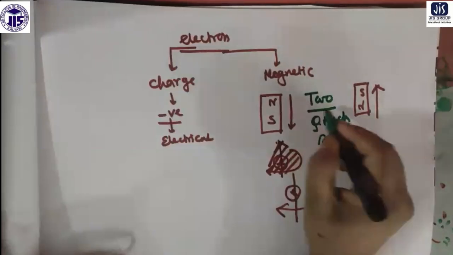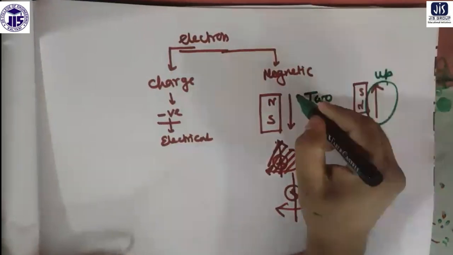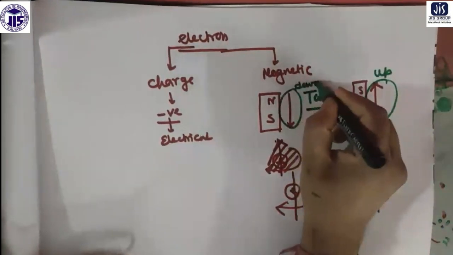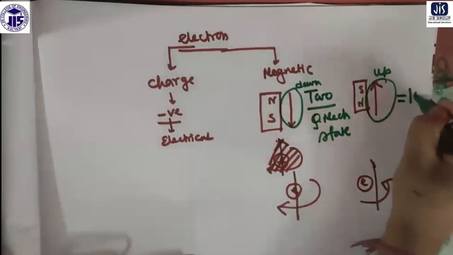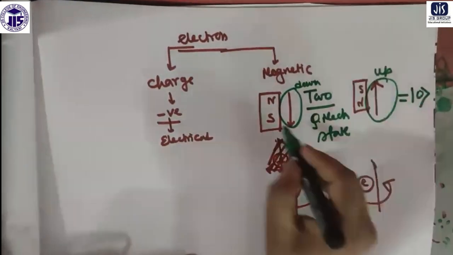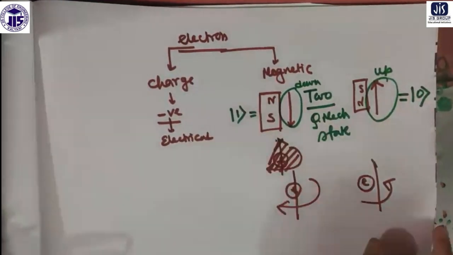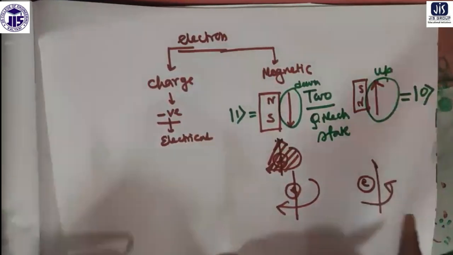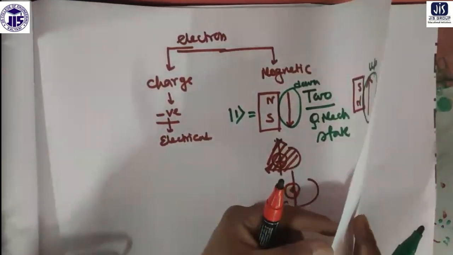The up spin state, and that is the down spin state. So this up spin state we may call the zero state, and this down spin state we may call the one state. So these are the two spin states of the system, up and down. Zero and one are the two spin states of the system.